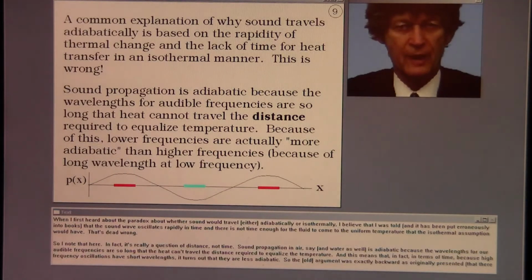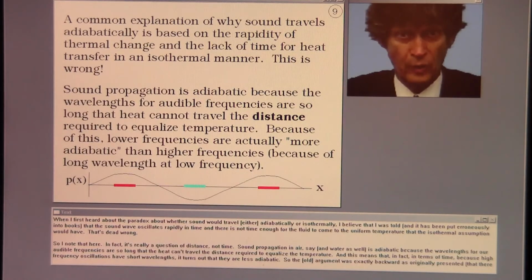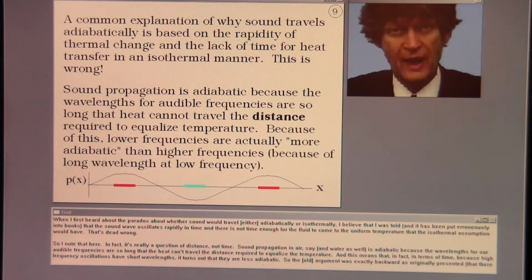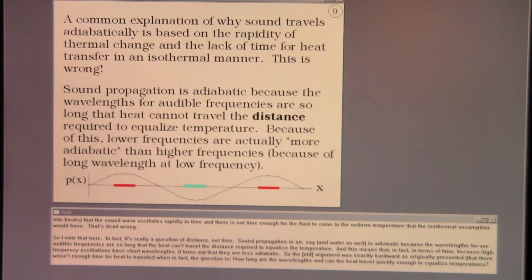When I first heard about the paradox of whether sound would travel adiabatically or isothermally, I believe that I was told, and it has been erroneously put in books, that that is due to the fact that the sound wave oscillates rapidly in time, and there's not time enough for the fluid to come to the uniform temperature that the isothermal assumption would have. That's dead wrong. So I note that here.